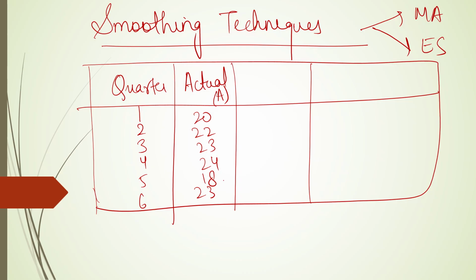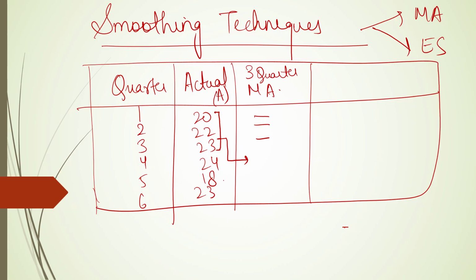Now, if you are given the 3-quarter moving average method, then what you'll do is leave 3 values. You may ask why? It's a method. It's how we calculate it. Take the average of the first 3 values and insert it at the 4th place.